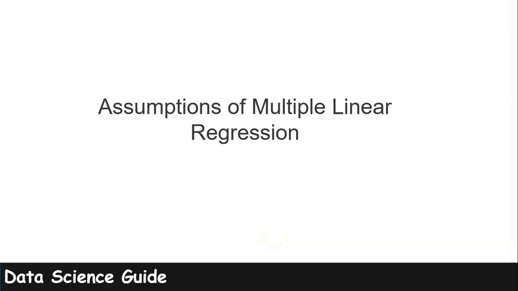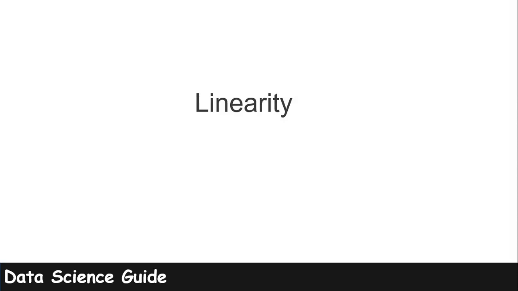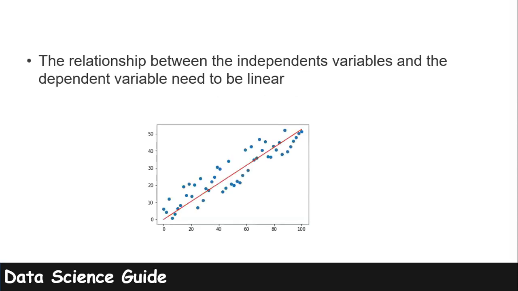Hello everyone, to the assumptions of multiple linear regression. The first assumption is linearity. So what is linearity? Linearity means the relationship between the independent variables and the dependent variable needs to be linear.